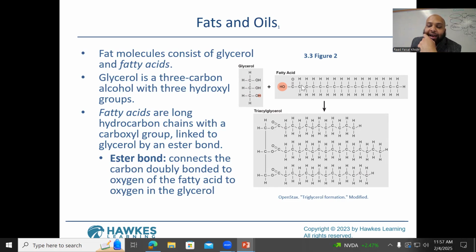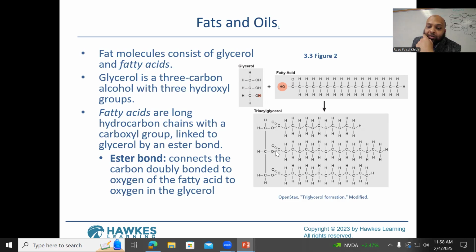How many fatty acids are going to bind to the glycerol? How many fatty acids are going to be hooked to the glycerol? 3. 1 long up here, the second long in the middle, the third long in the bottom. The same way, I'm going to remove an OH from the fatty acids, and I'm going to remove an H from one of the OHs of the glycerol. And then I'm going to make my dehydration synthesis to make this ester bond.